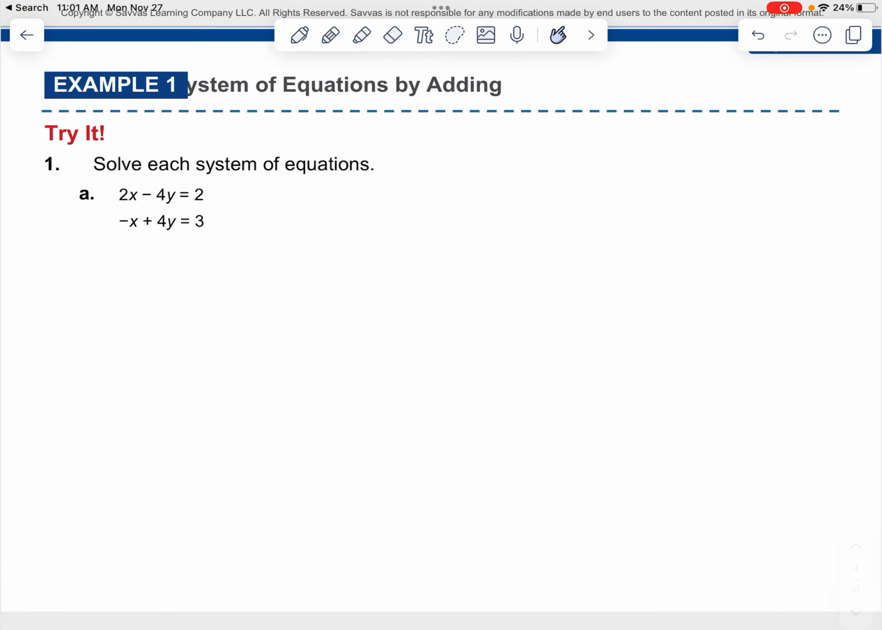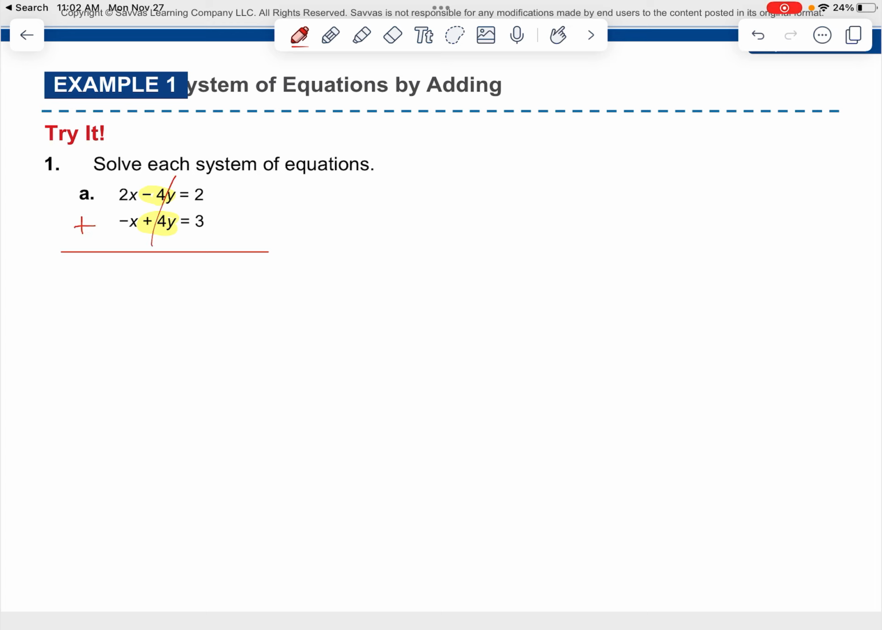For the try it, go ahead and pause the video. See if you can complete this one on your own and then unpause to check your solutions. All right, so we have that one negative, one positive with the same number. So our system is ready to solve. We go ahead and we add the system.